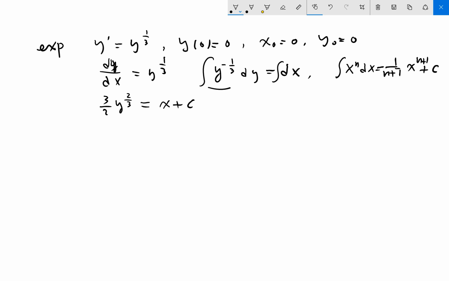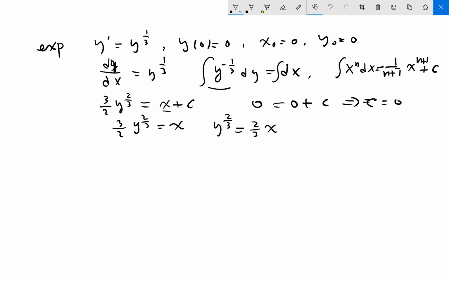Okay. Now, by using the initial condition here, that means when x equals 0, y must be 0. Okay, so let x equal to 0, you got this. When x equals 0, y is 0, so like this. Then the c must be 0. Okay, so our solution is like 3/2 y to the 2/3 equal to x. Okay. Now let's simplify this a little bit. We got y to the 2/3 equal to 2/3 x.